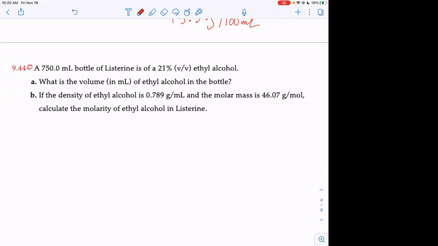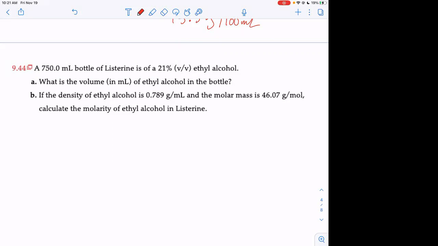A 750 milliliter bottle of Listerine is 21% V/V, volume per volume, ethyl alcohol. Okay, why is it V/V and not W/V, which is weight per volume? Because it's a liquid dissolved in another liquid. So here the solution has a liquid solute, which is the alcohol. It's an ingredient in Listerine. Does that make sense? Listerine is the solution of all the things together. And ethyl alcohol is just one of those ingredients, the solute we're focusing on, okay?